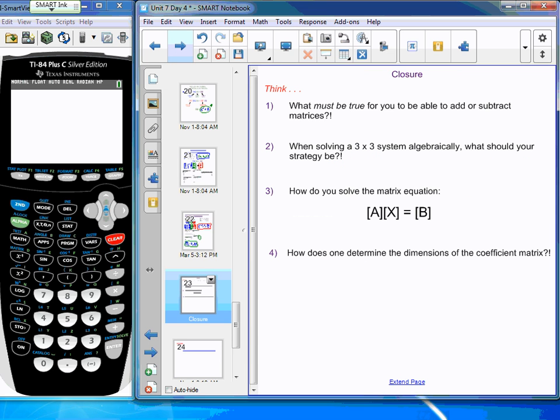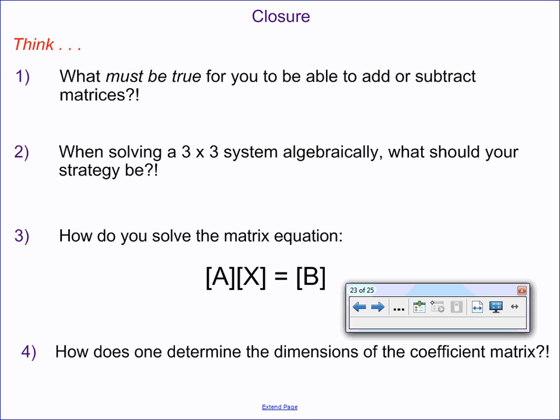All right, let's go ahead and close it up for the day then. Don't call out. Instead, I'd like a little written response from you and your partner. What must be true for you to be able to add or subtract matrices? When solving a 3 by 3 system algebraically, that is pencil and paper methods, what should your strategy be?